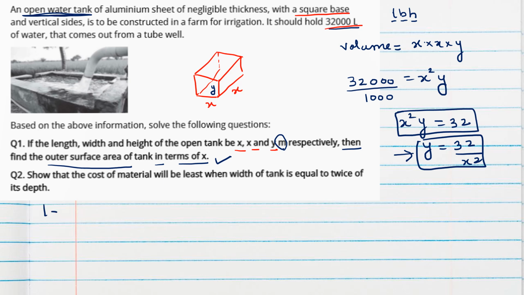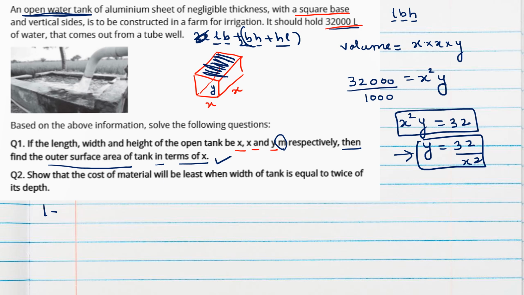Now for surface area we know the formula: 2 into LB plus BH plus HL. Here L and B are x and x, B and H are x and y, H and L are also x and y. But the thing is, here the tank is open. So instead of 2 LB, only 1 LB will come, and 2 BH and HL sides. This is open, so this surface won't be there.